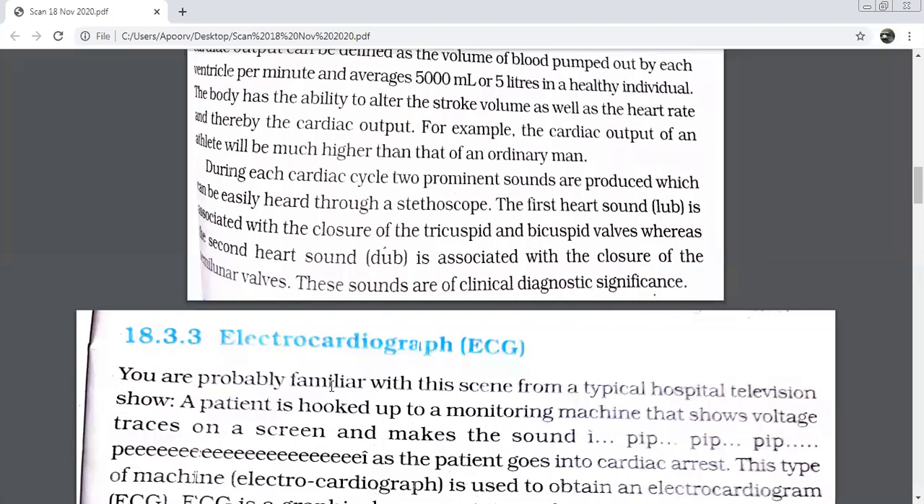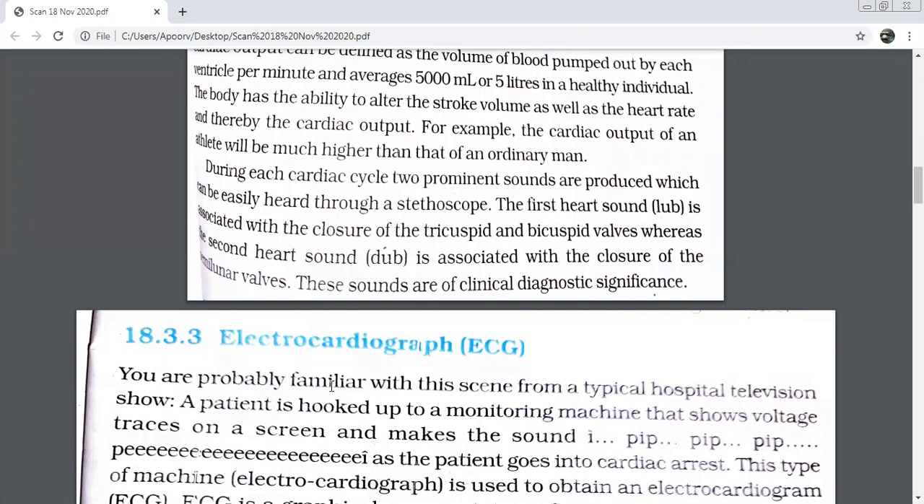How many of you have a BP instrument at home? What is it called? You've done it in 8th or 9th class or 10th class. The instrument, the device with which you measure blood pressure. What is it called? Sphygmomanometer. Yes, good, you remembered it.